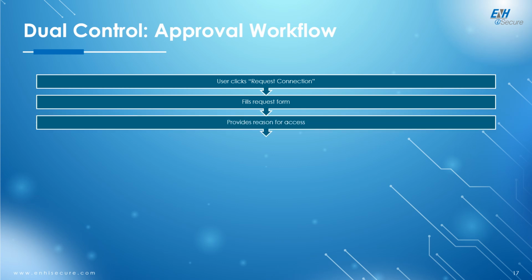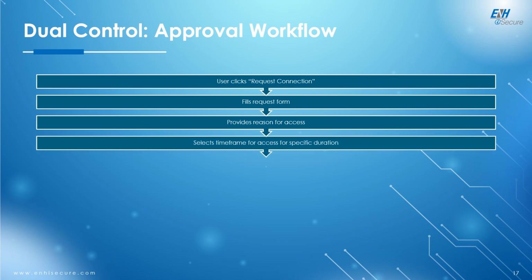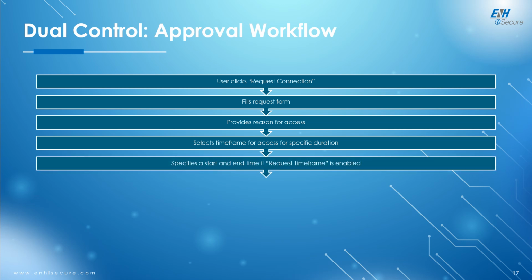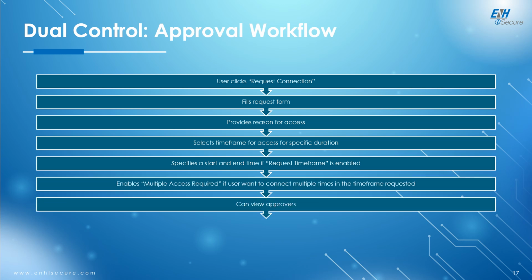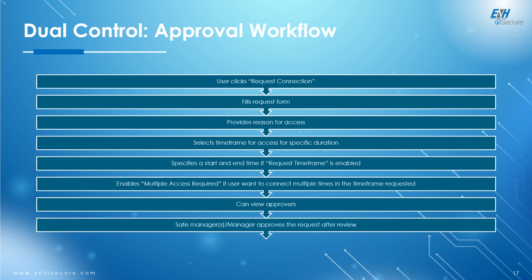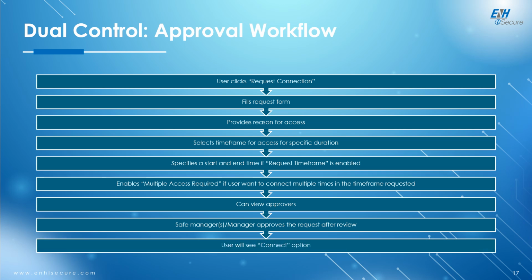The user must provide a reason for the request and can select a time frame if access is needed for a specific duration. If a request time frame is selected, the user must specify a start and end time. To connect multiple times within the requested time frame, the user should select the multiple access required option. If the user has sufficient rights, they can view the list of approvers. The access request is passed on to the approver for verification and approval. Once the request is approved, the user will see the Connect option enabled and can connect to the requested target.